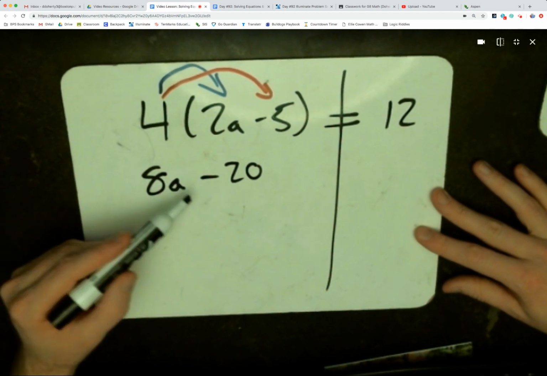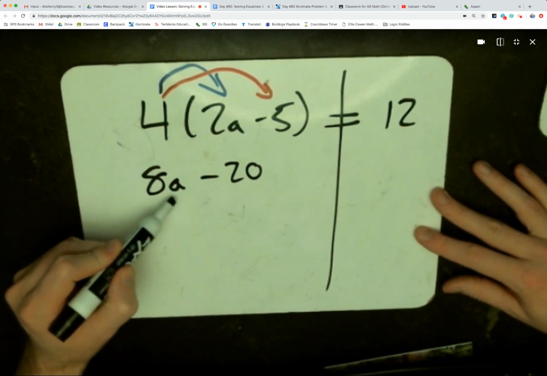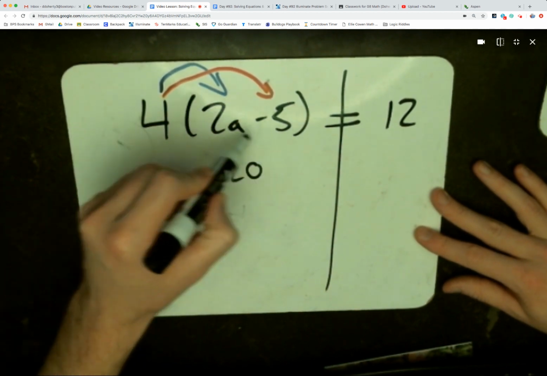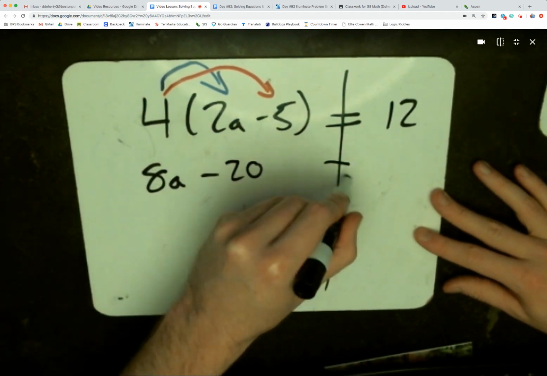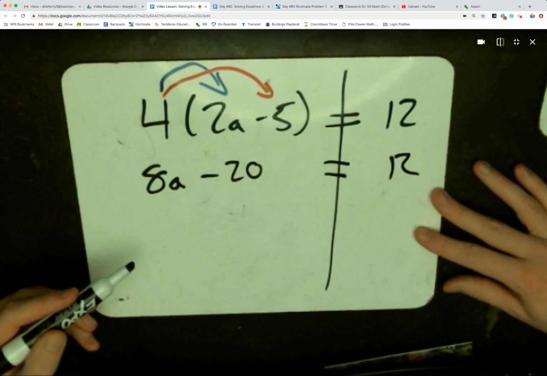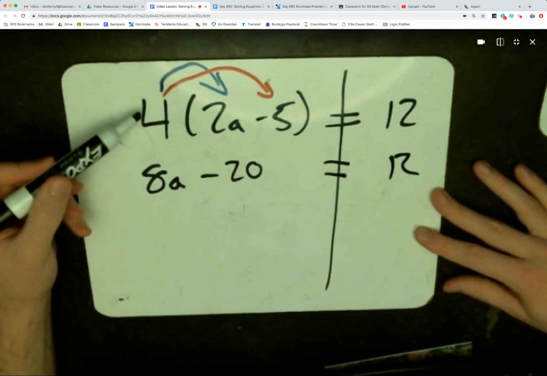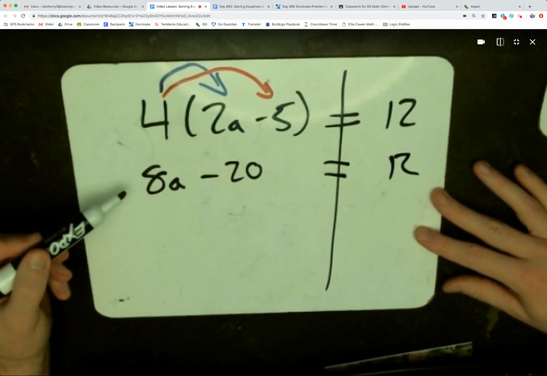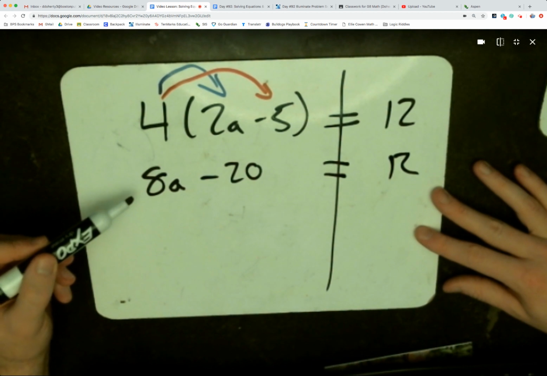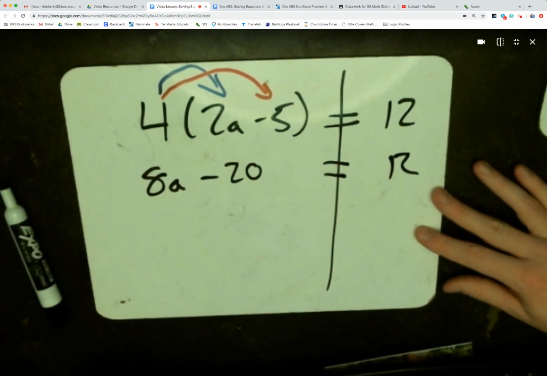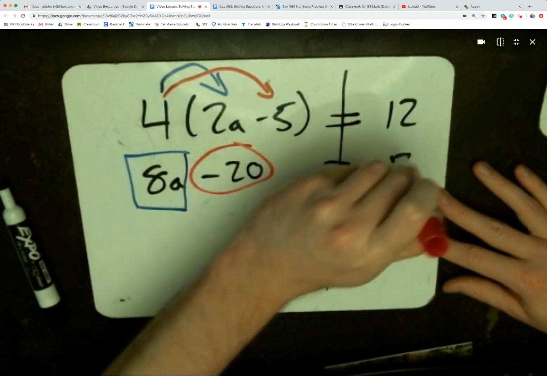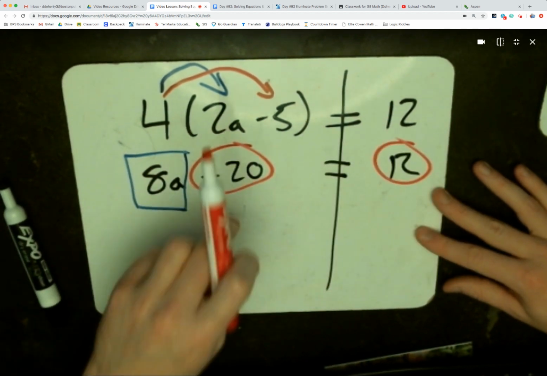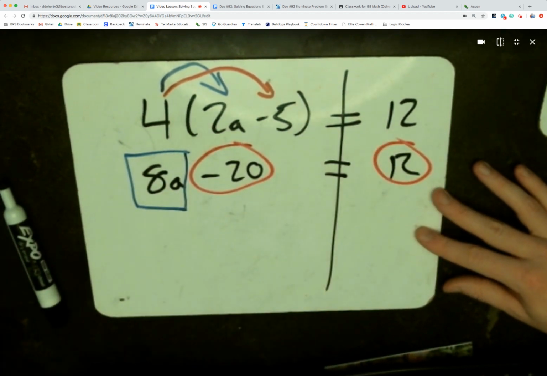8a and -20 are not like terms. They don't have the same last name, so I can't combine 2a and -5. I also can't combine 8a and -20. But once I've distributed, you should see this equation looks a lot like the two-step equations that you solved with Mr. Neville last year. We have one variable term that's here in 8a. We have two constant terms in -12 and -20 and +12.